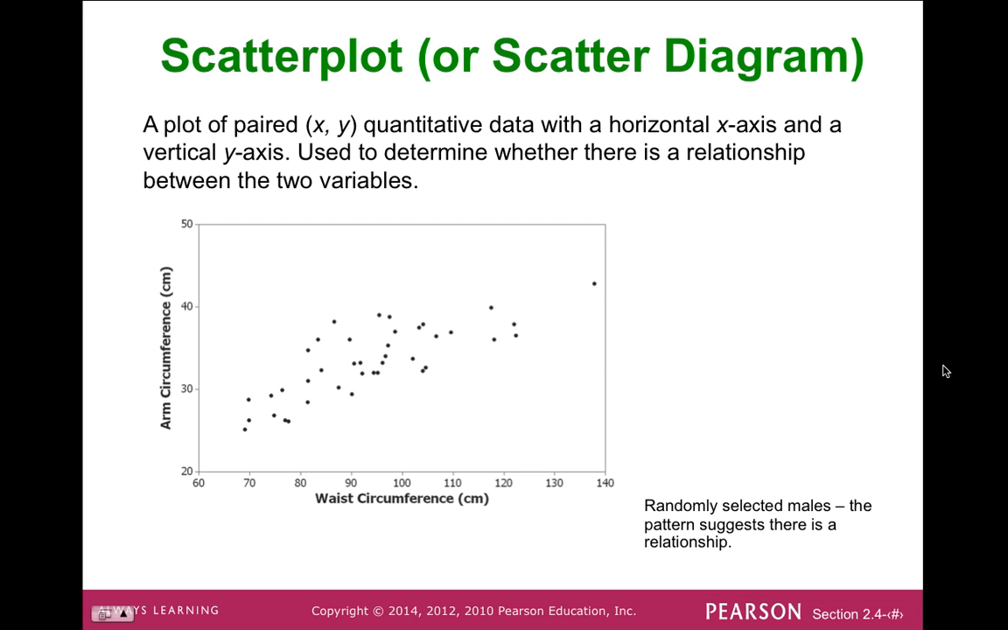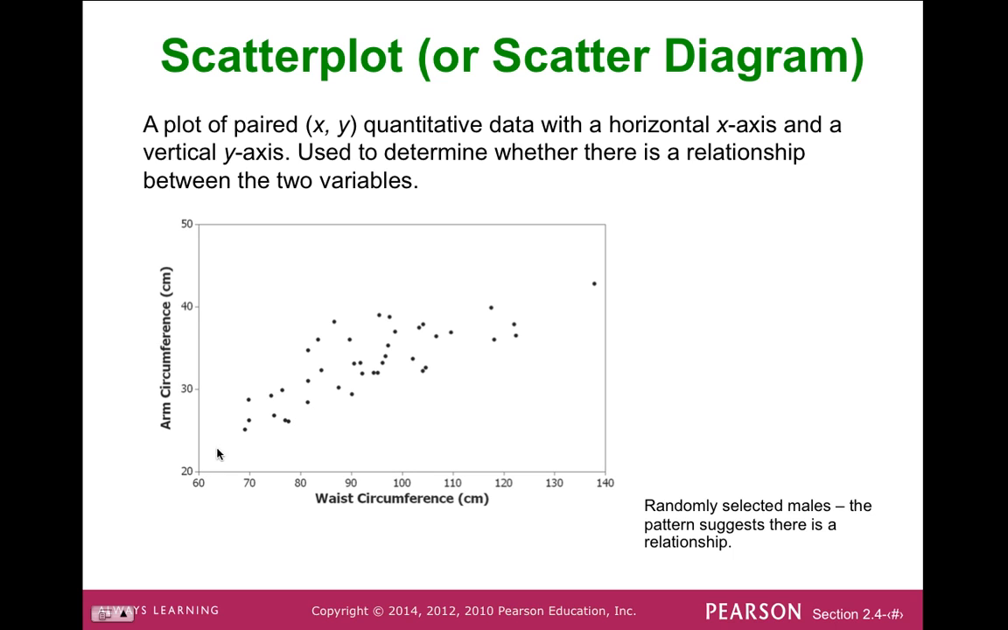Okay, the first graph I'd like to discuss is a scatter plot or a scatter diagram. So this is a paired plot of XY coordinates essentially. The horizontal axis is your x-axis, and your vertical axis is your y-axis. And basically, this kind of graph is used to determine if there's a relationship between two variables.